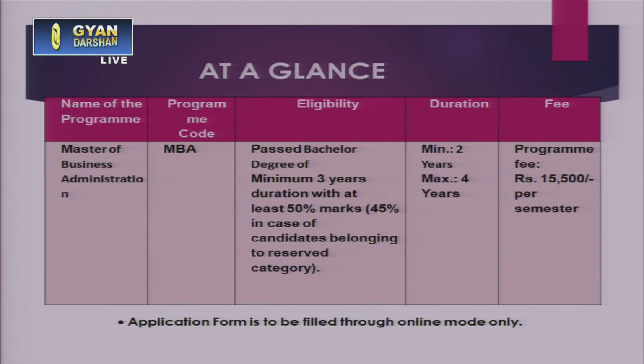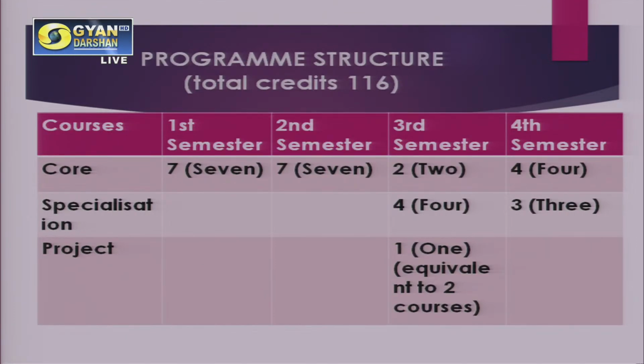The program name is MBA and the eligibility criteria for this program is a bachelor's degree of minimum 3 years duration with at least 50% marks, and 45% marks in case of the reserved category. The duration of the program is minimum 2 years and maximum 4 years, and the program fee per semester is 15,500. The total credits of the program are 116, because there is one project course which is equivalent to 2 courses. So it comes out to be 29 courses.